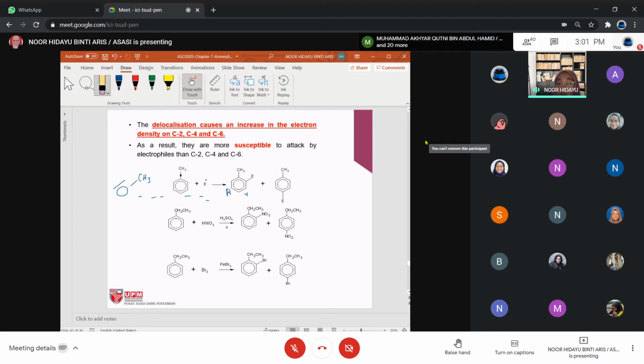Okay, example here. Initially the benzene dah ada ketua which is ethyl. Ethyl adalah EDG. Okay, EDG it will donate the electron towards the benzene. So bila dia donate electron dekat benzene, electron akan stop dekat sini, sini and sini. Okay, here meaning that dia punya electron density higher. Negatively charged, negatively charged, negatively charged.